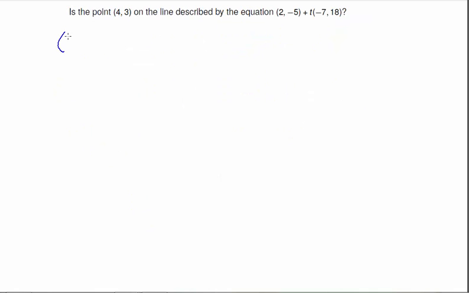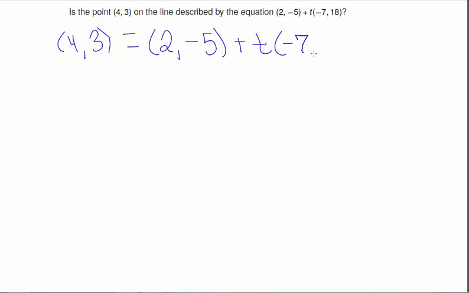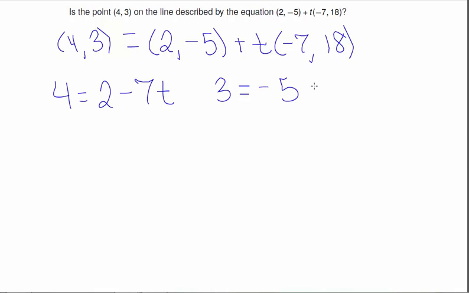So here's a similar one. I want to know if a t exists such that (4, 3) is on the line. So I'll set it equal to (4, 3) and see if I can solve. The first coordinates give me 4 equal to 2 minus 7t. The second coordinates give me 3 equal to negative 5 plus 18t.